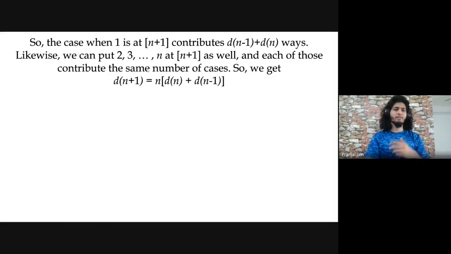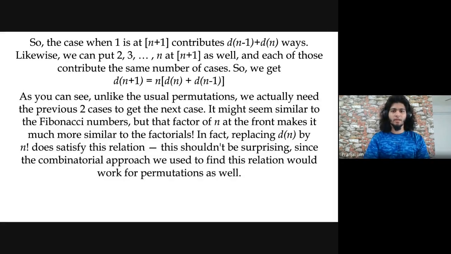Now we can also put 2 in the n plus 1 place, 3 in the n plus 1 place, and so on till n in the n plus 1 place. Each one of them will also give us the same number of ways, right? Because it doesn't really matter which element you put there, because the rest of the procedure of doing the derangements is going to be the same. So we get this relation between D of n plus 1 and D of n and D of n minus 1.